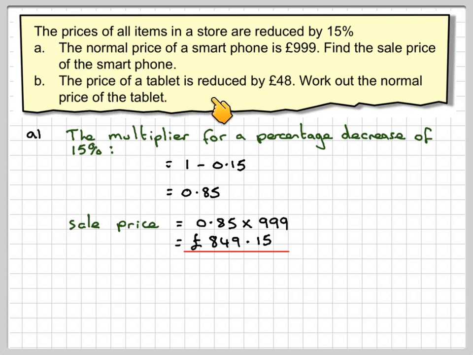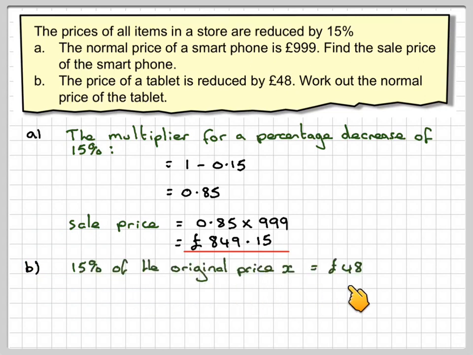Part B, the price of a tablet is reduced by £48. Work out the normal price of the tablet. So 15% of the original price, X, is equal to £48. So we do 0.15 of the original price is going to be equal to 48. So X will be 48 divided by 0.15, which will give me £320. So the original price was £320. If I find 15% of that, it's going to be the £48, which answers this question.